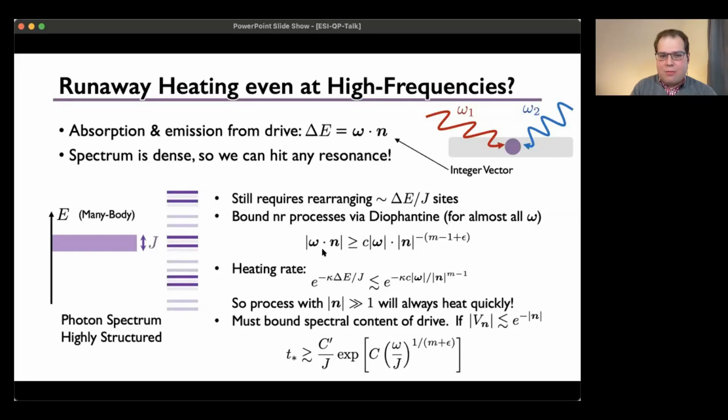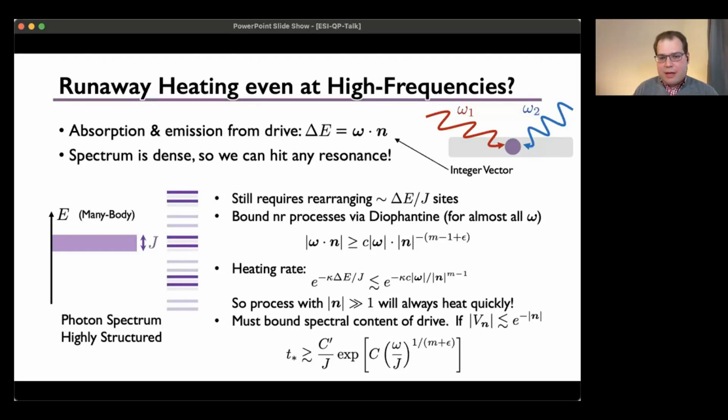I'm sorry, I should say that for almost all frequency vectors omega and vectors n, there's a relationship that bounds this magnitude in terms of the magnitude of n, the size of the number of photons in each direction you emit. So if we take this bound and put it into our heating rate, which is again exponential in delta E over J, you can see that this is bounded by something which goes as omega divided by n to some power. And m here is the number of irrationally independent photon frequencies.